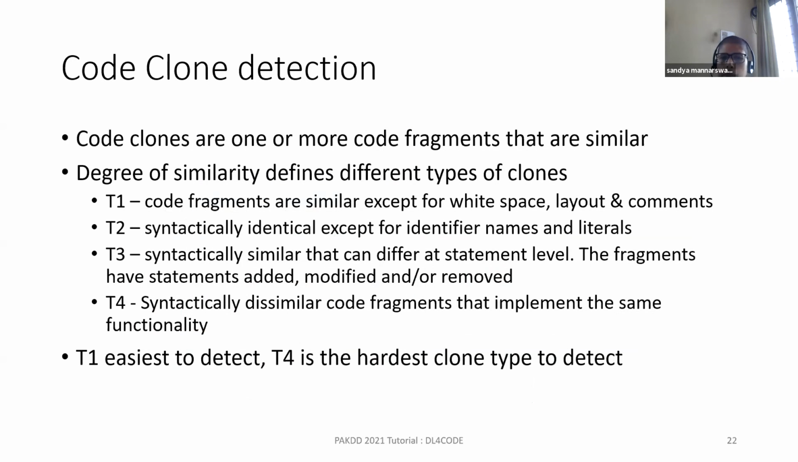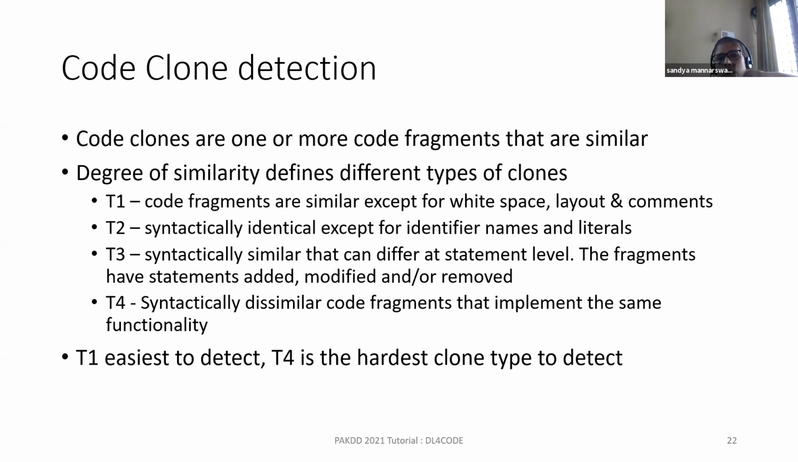So the next topic, or next application, we want to look at, which is slightly harder, is detecting code clones. So first of all, what are code clones? Code clones are one or more fragments. It's very simple, right? I have a method A and I have a method B, and methods A and B do the same thing. So they are actually code clones.